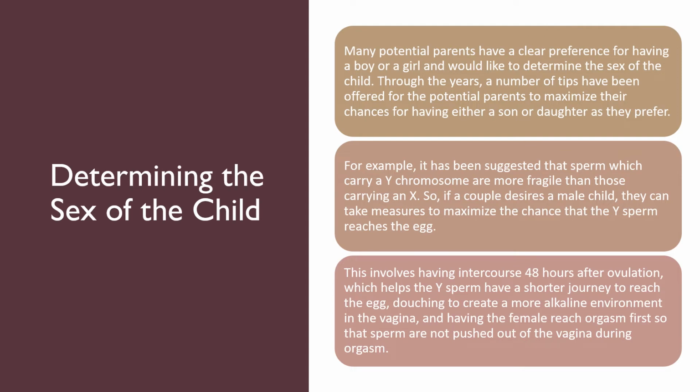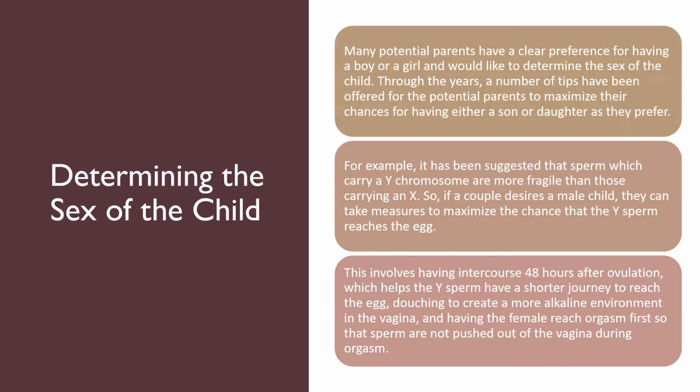would like to determine the sex of the child. Through the years, a number of tips have been offered for the potential parents to maximize their chances for having either a son or daughter as they prefer. You have maybe in your family, pwedeng apat na lalaking magkakasunod, tapos naghahabol sila ng babae, or puro babae yung mga baby, and then maghahabol sila ng lalaki. So what are these tips na sinasabi?